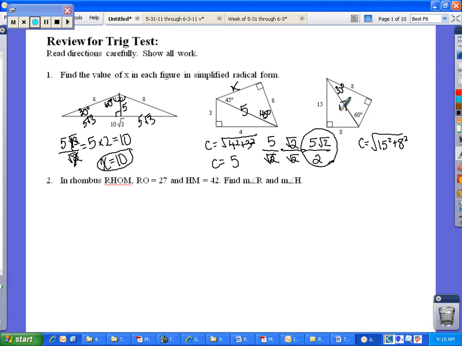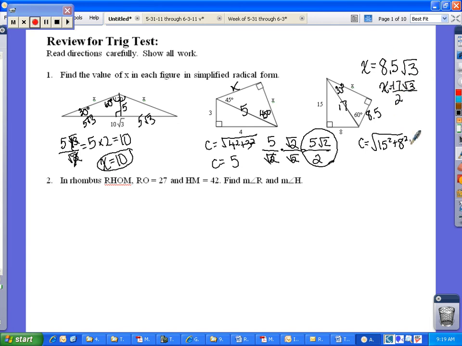So the relationship between the hypotenuse and short side is half. So this is going to be 8.5, and then I'm going to take 8.5 and multiply it by root 3 to get x. So it'll be 8.5 times root 3. You could also write this as 17 over 2 times root 3, or 17 root 3 over 2. So there's a couple of different ways you could write x.